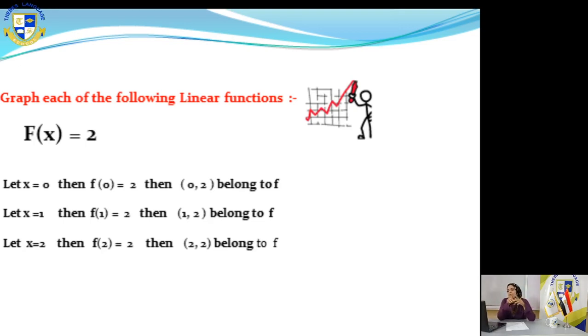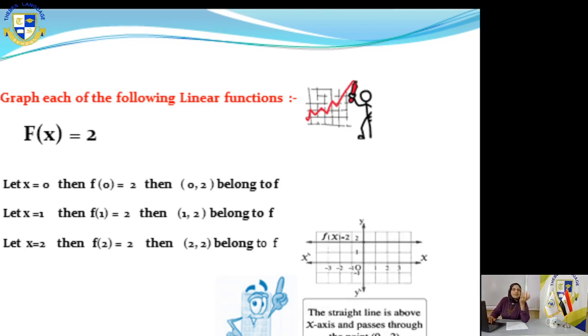For example, 0 gives (0, 2), 1 gives (1, 2), 2 gives (2, 2). It's represented by a straight line parallel to the x-axis at the point (0, 2). The straight line is above the x-axis because the number 2 is positive. If the number is negative, you will find that the line is below the x-axis. Then we will move to slide number 6.